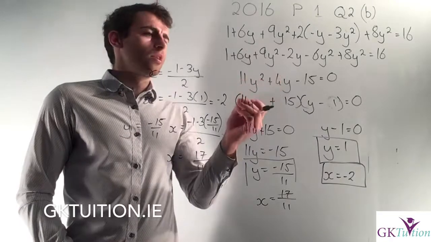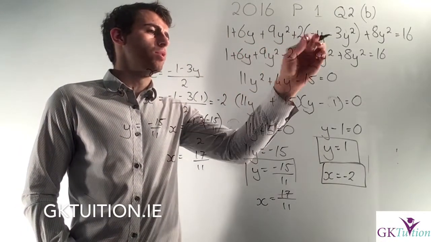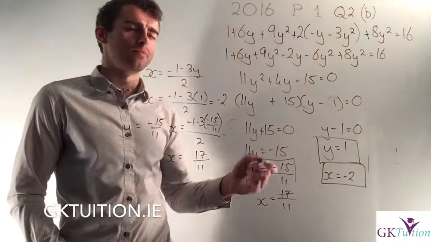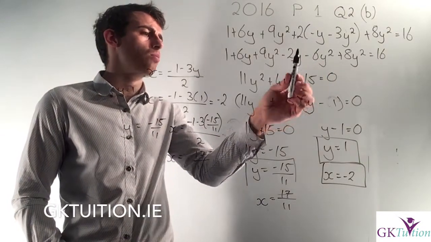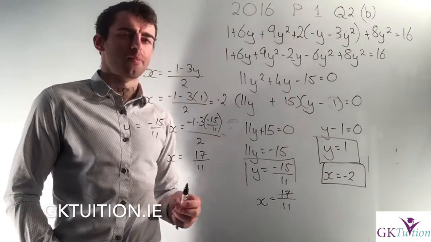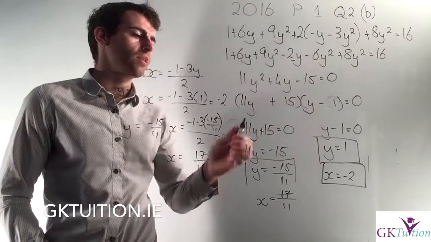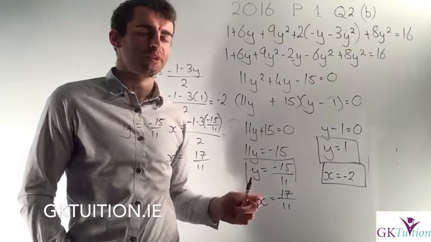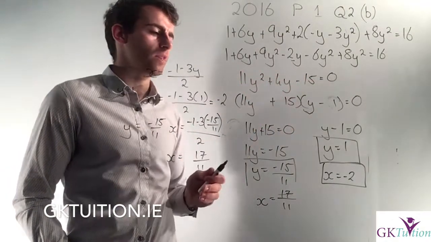Okay, so if we continue on from where we were, we had 1 plus 6y plus 9y squared plus 2 times minus y minus 3y squared plus 8y squared equals 16. In the next line, all I've done is multiply the 2 by minus y, which gives me minus 2y, and 2 by minus 3y squared gives me minus 6y squared. Now, if I bring my 16 to the other side, it becomes minus 16. So I added all my y squareds together, all my y's together, and all my numbers together. So my quadratic is 11y squared plus 4y minus 15.